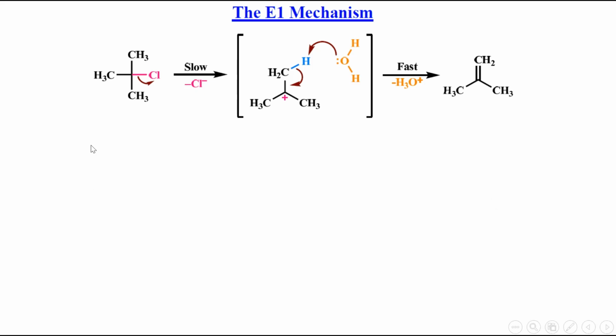In this E1 mechanism, the halogen which is attached to the alpha carbon dissociates to give rise to a carbocation. This is the first step in the reaction and it is the slow reaction, and hence it is the rate determining step.